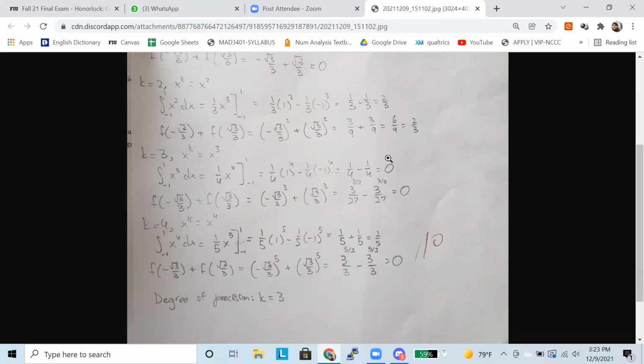These also equal 0 as well. Okay, so when you get to K equals 4, notice that when you do the integral, it equals 2/5. But when you do your approximation and plug this in, it just equals 0, right? So they don't equal each other. That means K equals 4 doesn't work, right? The highest we got was K equals 3. So that is your degree of precision.